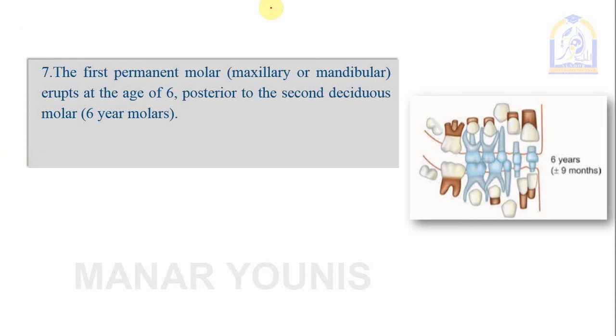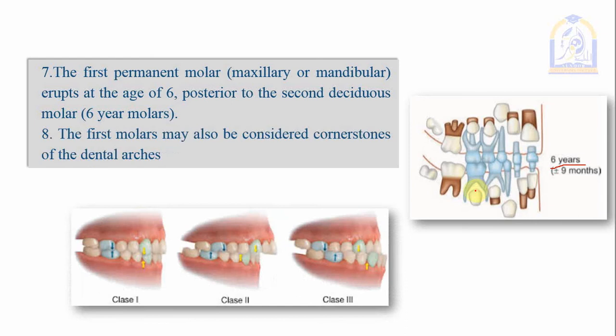The first permanent molars, whether maxillary or mandibular, usually are termed the 6-year molars. Why? Because they erupt at the age of 6 years just distal to the primary second molars. The first molars can be considered cornerstones of the dental arches, just like canines. This is due to their unique position in the middle of the fully developed adult jaw antero-posteriorly. Also, they play a significant role in establishment of dental occlusion. So, they are considered cornerstones of the dental arches.